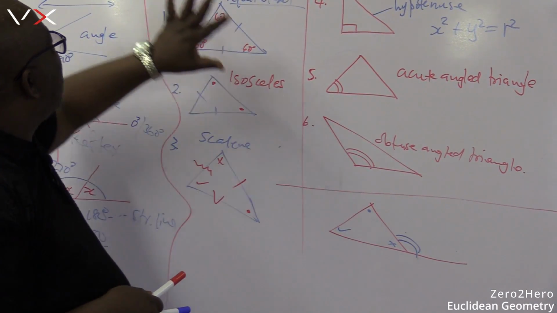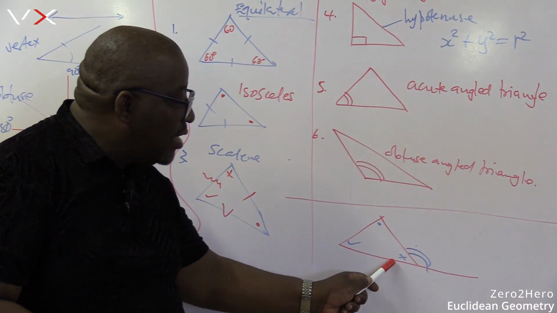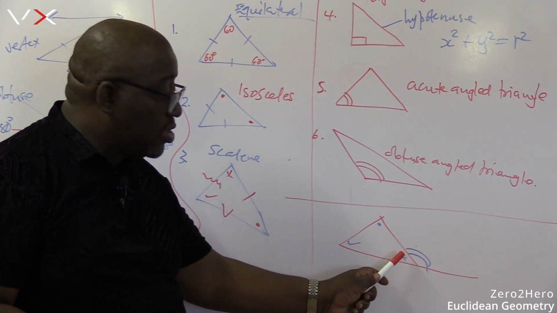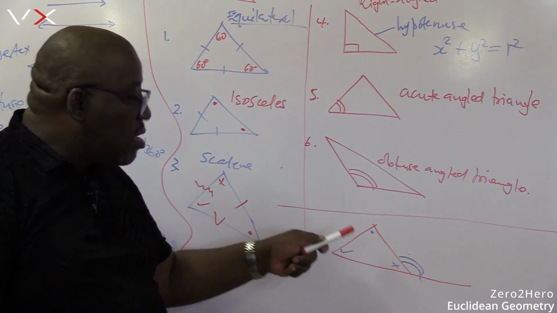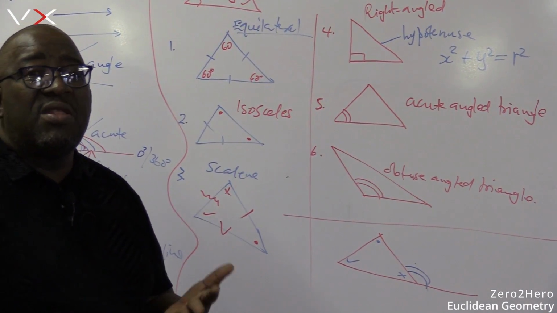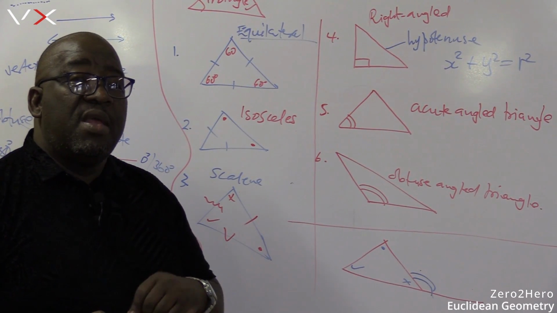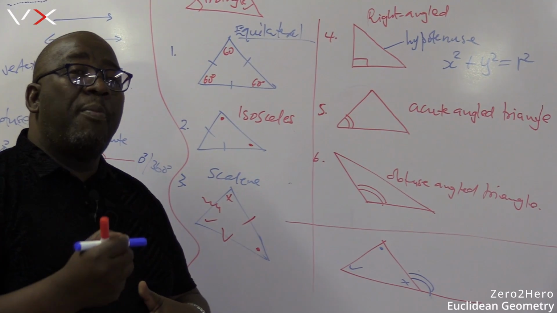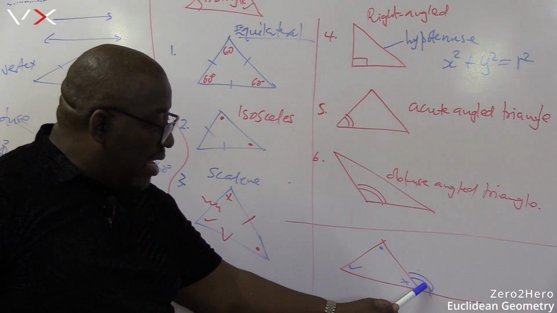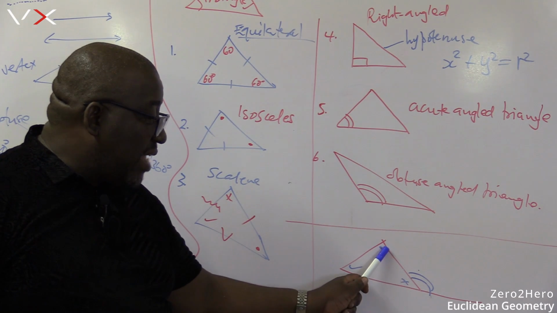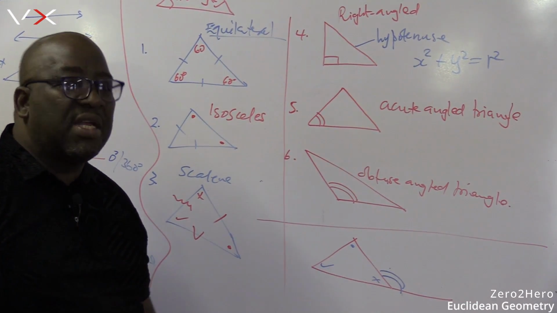We must not lose sight of what we are learning here, that from here to here is 180. If I've got this one, I will know this one, because if I add these two, I will get what? 180 degrees. But this theorem that I want to talk about here is called the exterior angle of a triangle. It says the exterior angle of a triangle is equal to the sum of the two opposite interior angles. In other words, this angle will always be equal to this angle plus this angle. So if I add these two angles, I will get this one exactly as it is.